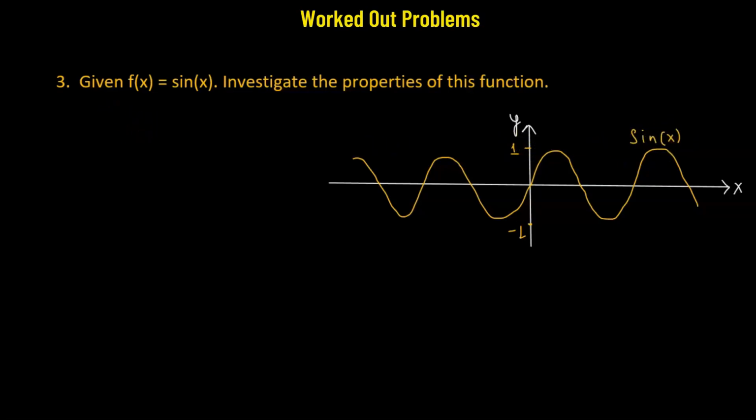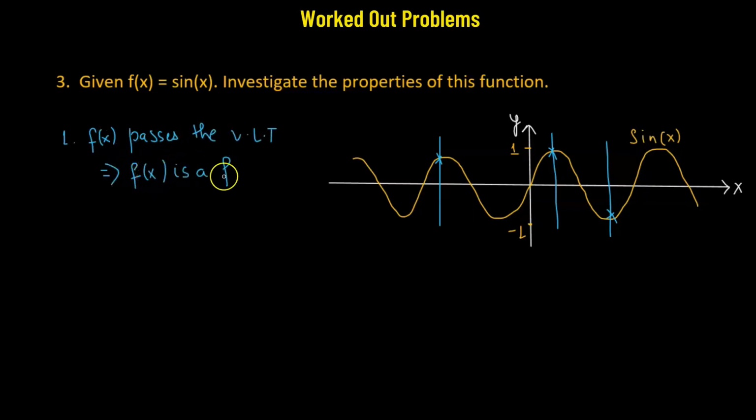The first thing first, is it really a function? We will perform the vertical line test. Here, yes, the vertical line intersects the graph at a single point. Anywhere we draw a vertical line is going to intersect the graph at a single point. So yes, we will say that f of x passes the vertical line test. This implies that f of x is a function.